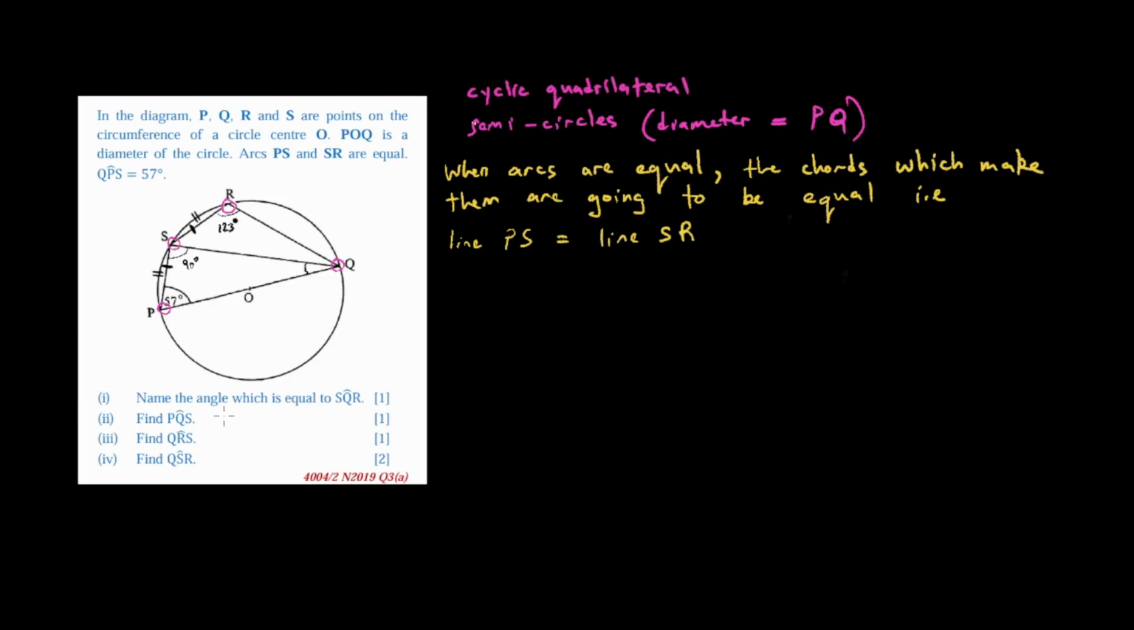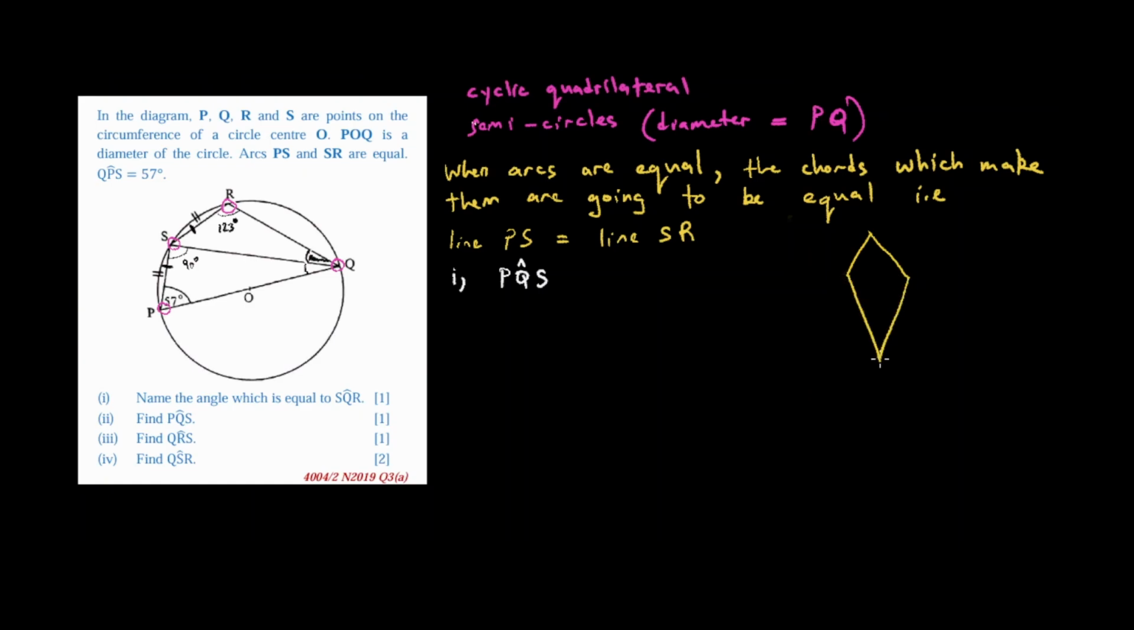Name the angle which is equal to SQR. SQR is this angle. And SQR is equal to PQS. So here your answer, since you were asked to name it, is PQS. And please remember the reason, very important. Why do we say PQS is equal to SQR? Let me bring back my kite.